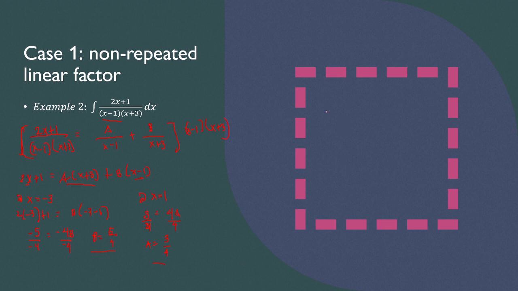Now to rewrite that one more time, that's 3/4 over x minus 1 plus 5/4 over x plus 3, dx. Therefore, this is 3/4 ln of x minus 1 plus 5/4 ln of x plus 3 plus c. Alright, that can be your final answer.